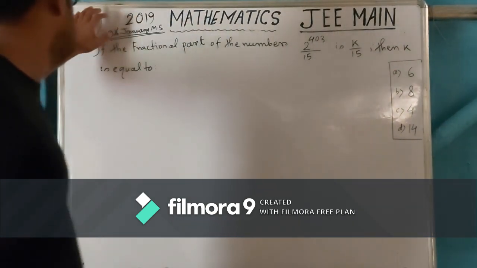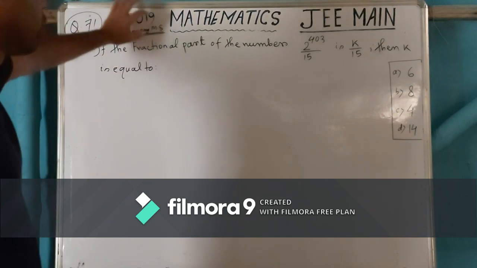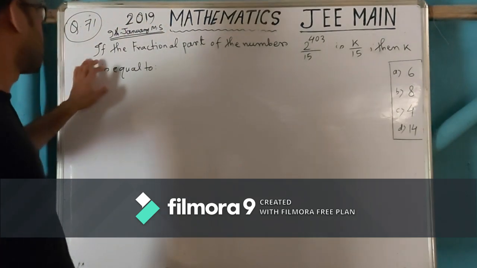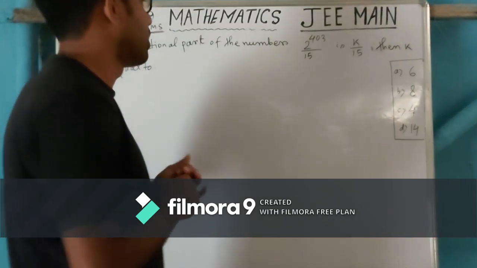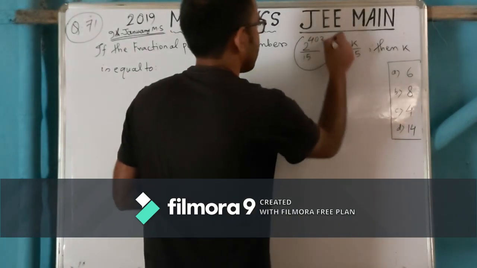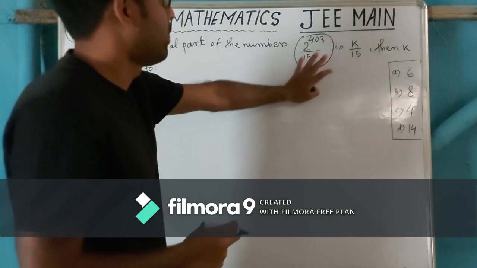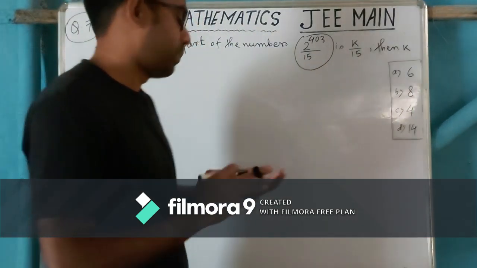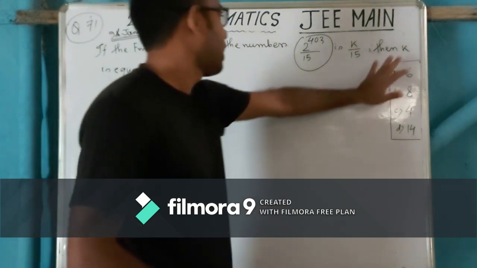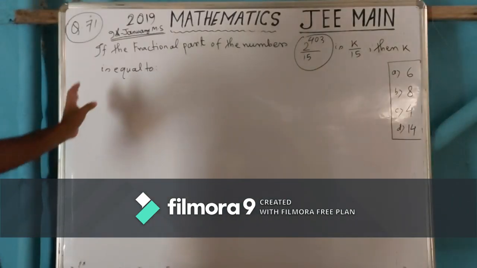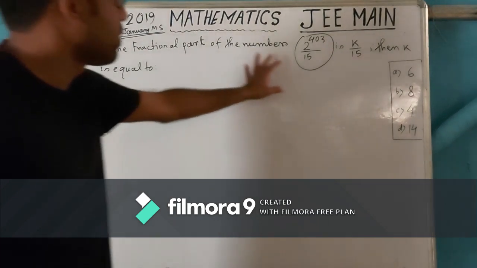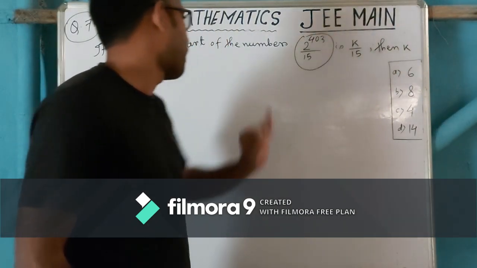JMS 2019, 9th January, morning shift. If the fractional part of the number 2 to the power 403 by 15 is k by 15, then find the value of k. So again, remember the question: if the fractional part of the number is this, then find the value of k.